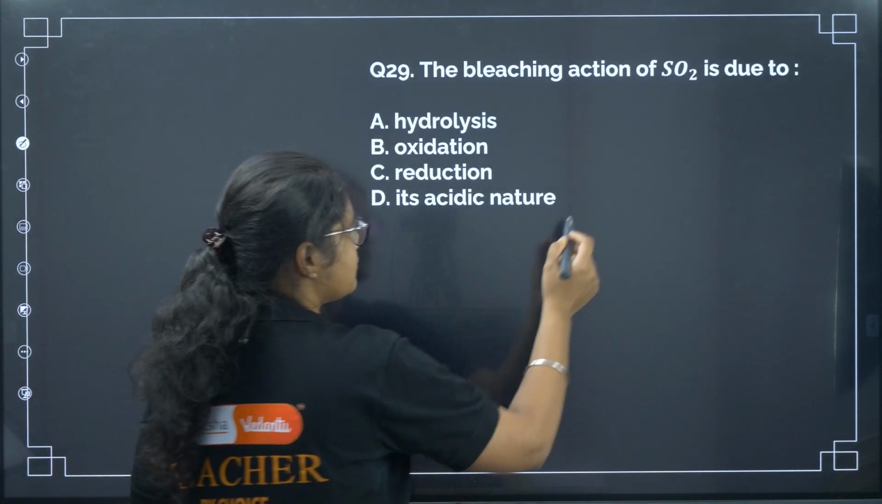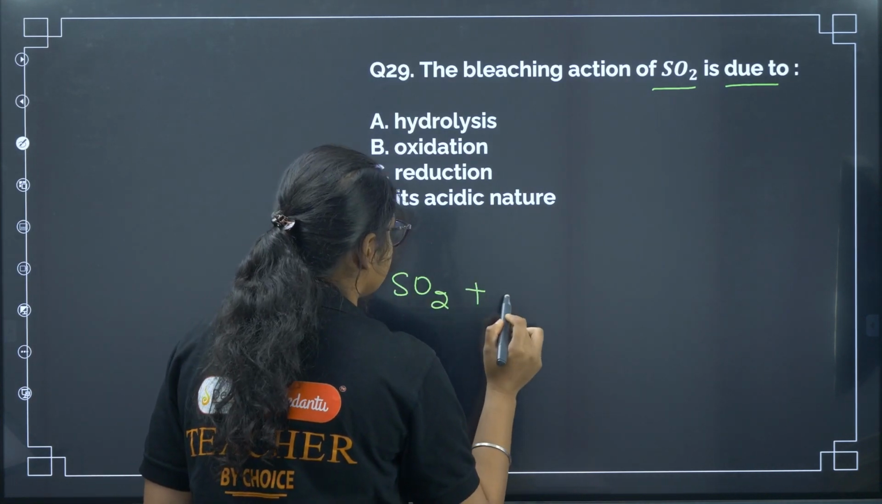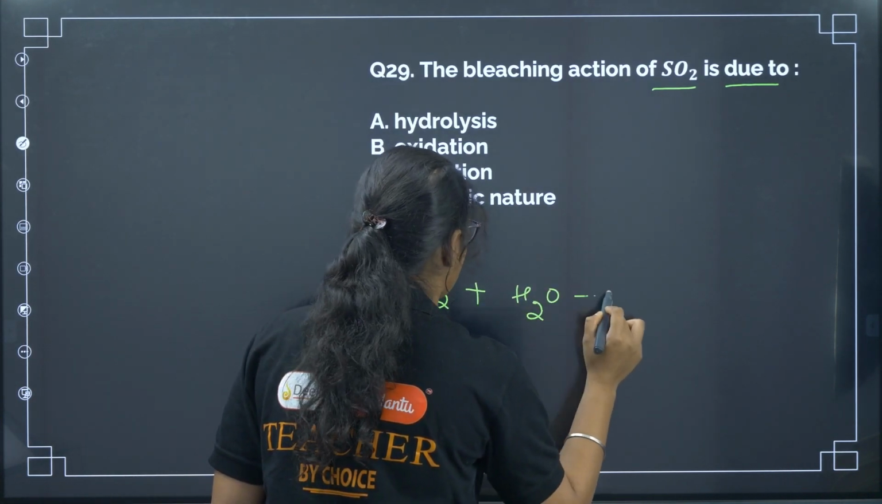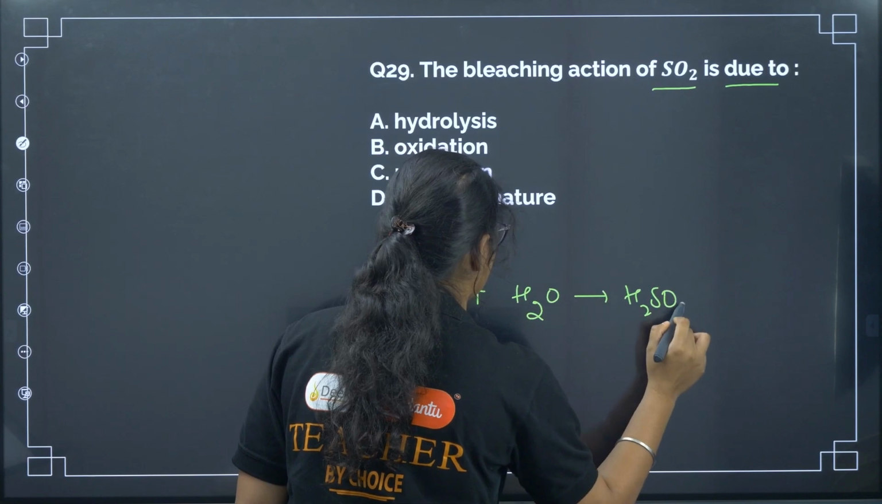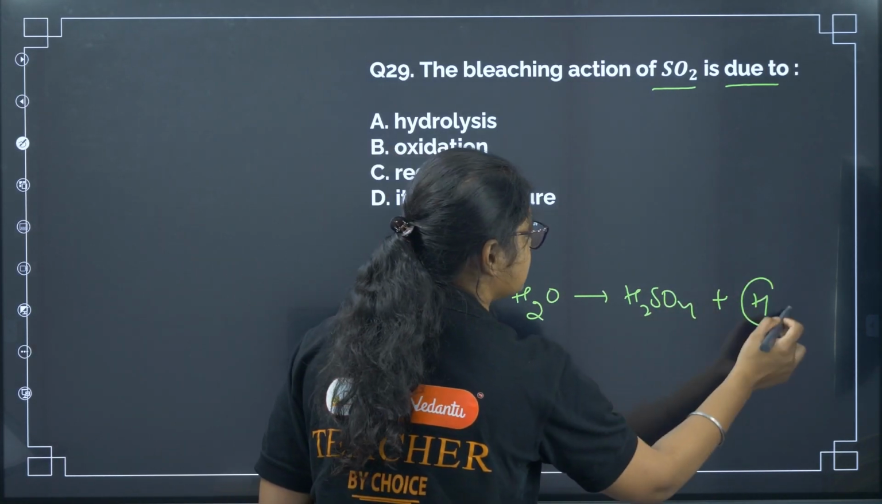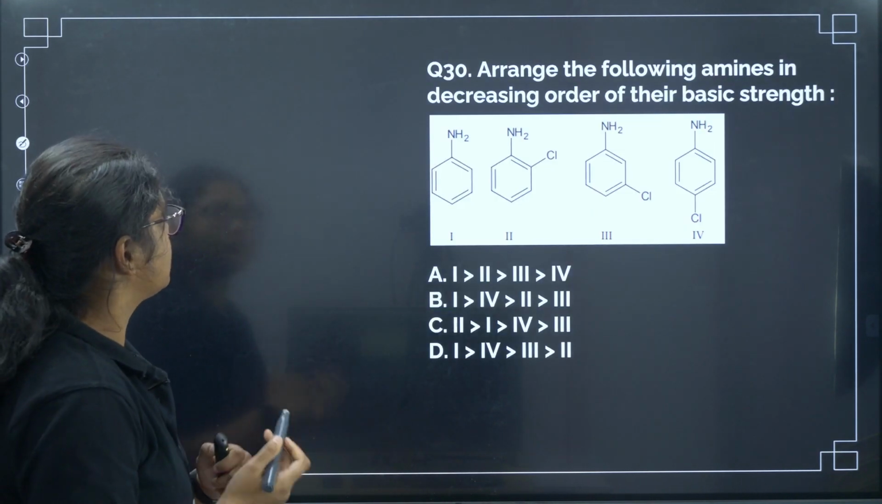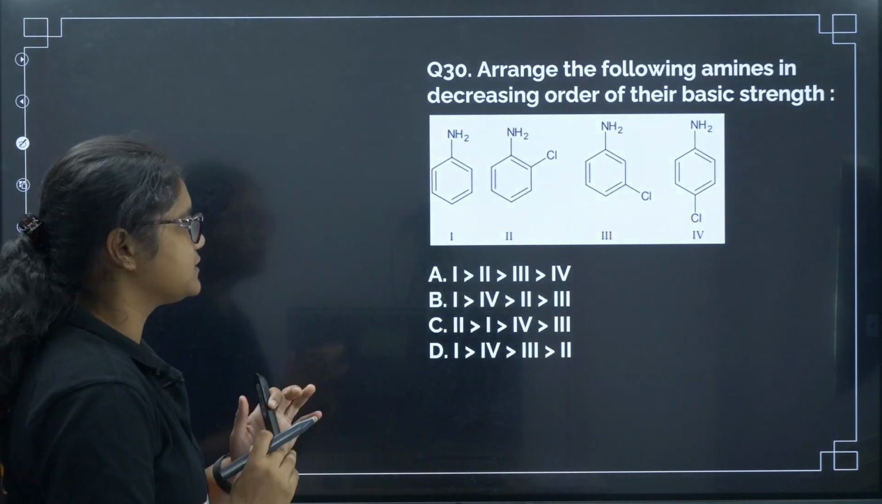Next, the bleaching action of SO2 is due to. If SO2 reacts with water, it forms H2SO4 and releases some H. The reaction is not balanced. So the bleaching action is due to reduction by SO2. The correct answer is reduction. Next question and the last question of this video.